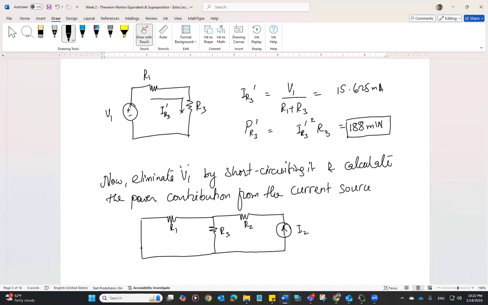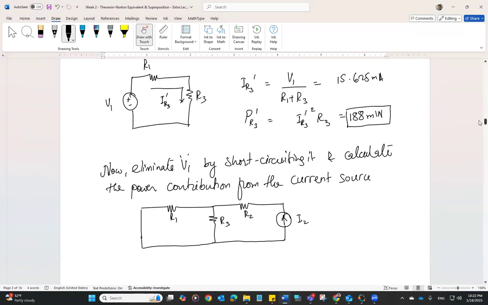Okay. So we have to find again the power in R3. We're gonna call it PR3 double prime maybe. And let's go ahead and solve it. We can combine R1 and R3. They're in parallel to each other.